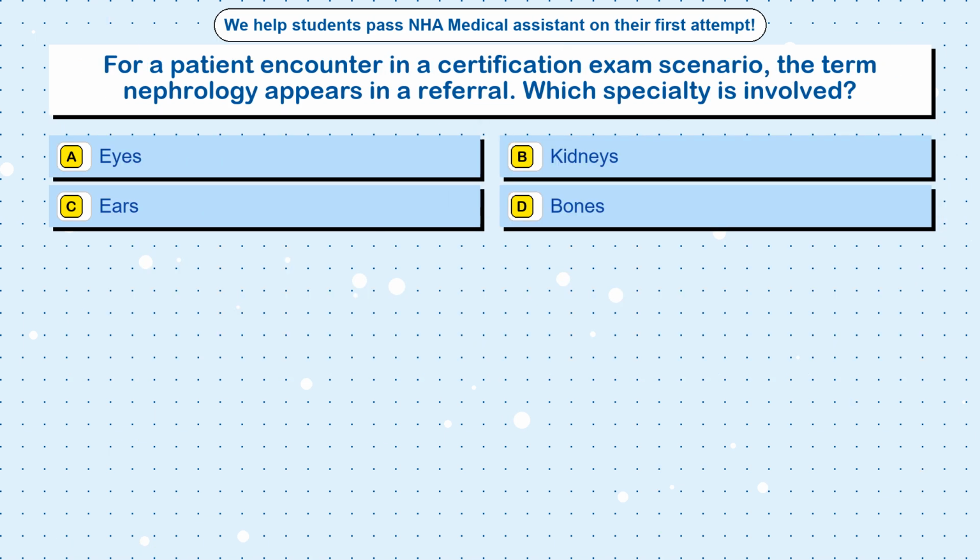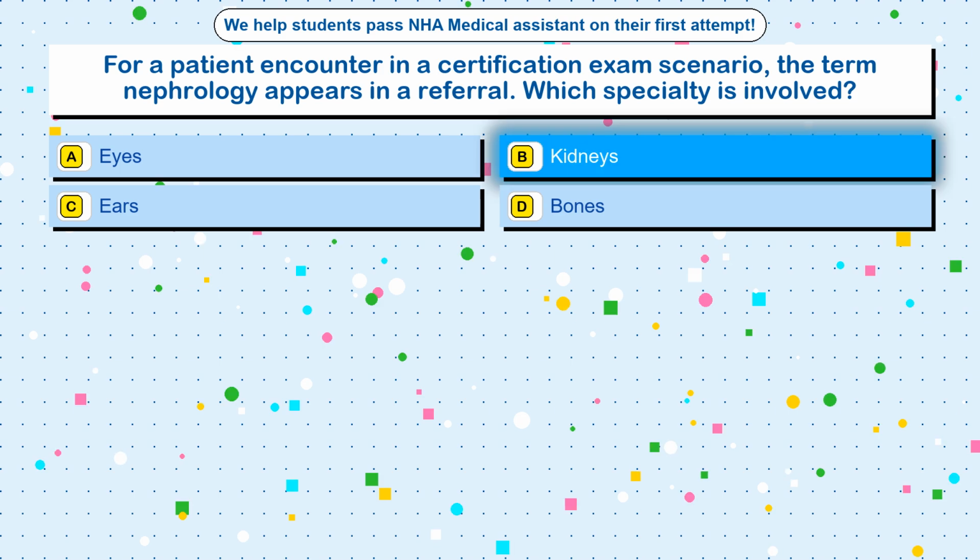Question 42. For a patient encounter in a certification exam scenario, the term nephrology appears in a referral. Which specialty is involved? Option A, eyes. Option B, kidneys. Option C, ears. Option D, bones. The correct answer is option B, kidneys.